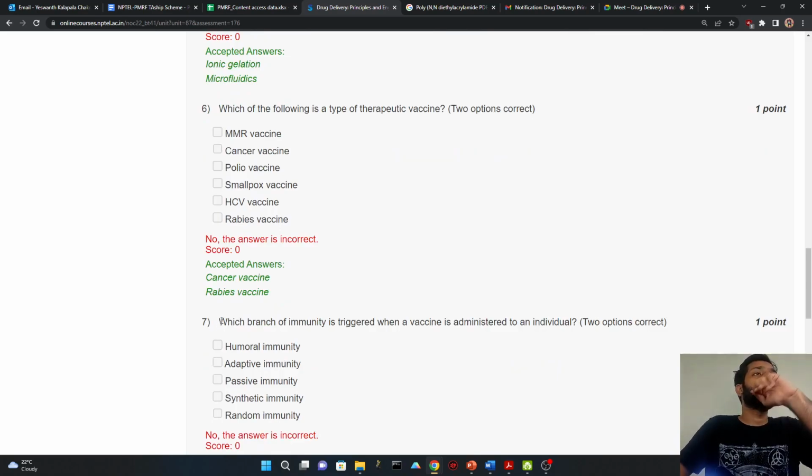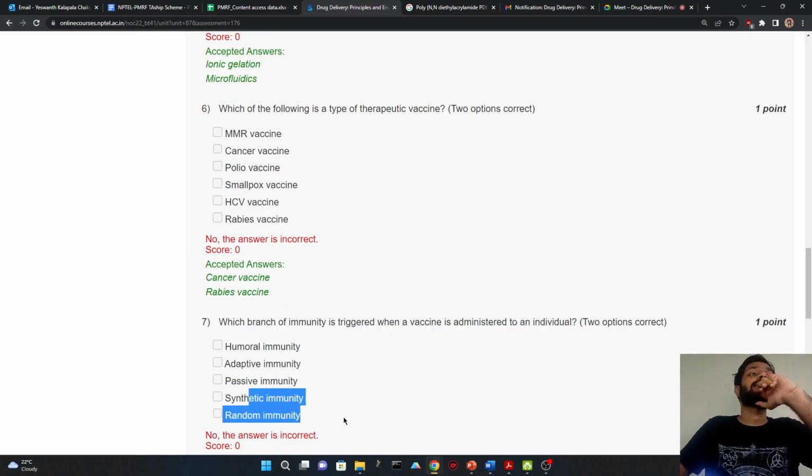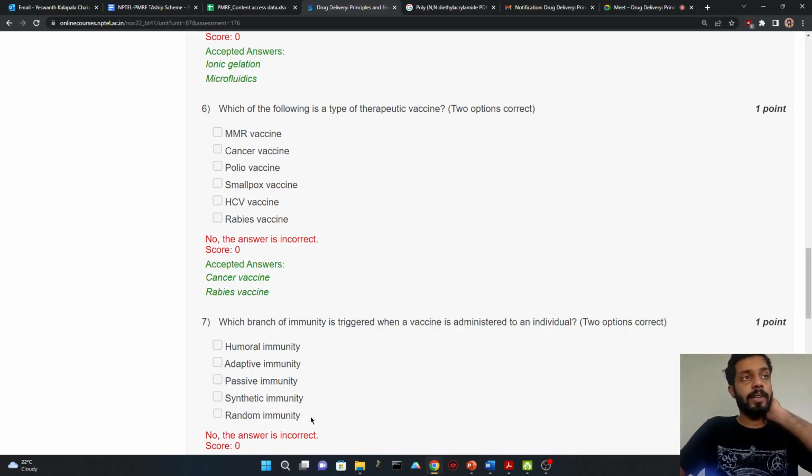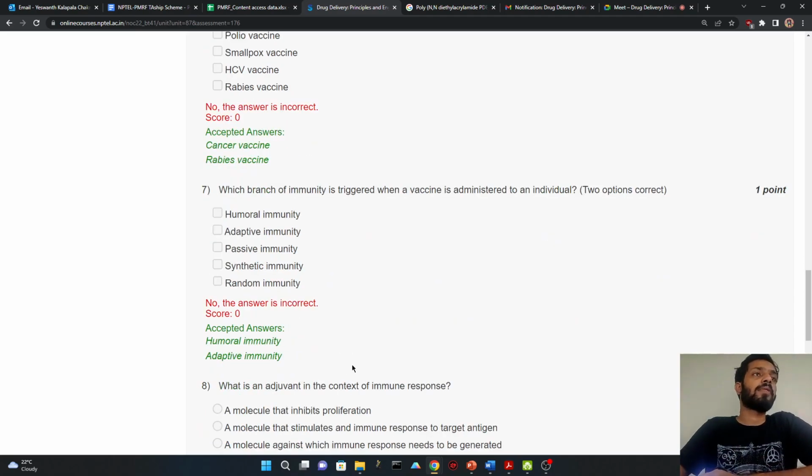Okay. Which branch of immunity is triggered when a vaccine is administered to an individual? Humoral immunity, adaptive immunity, passive immunity, synthetic immunity, random immunity. Option A and B. Yeah, humoral immunity and adaptive immunity are what are triggered when you administer a vaccine, and that's how the immune response is mounted and memory is formed, right?